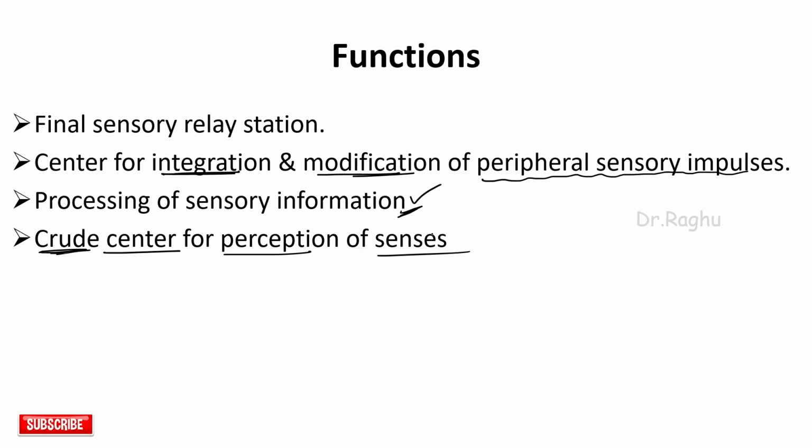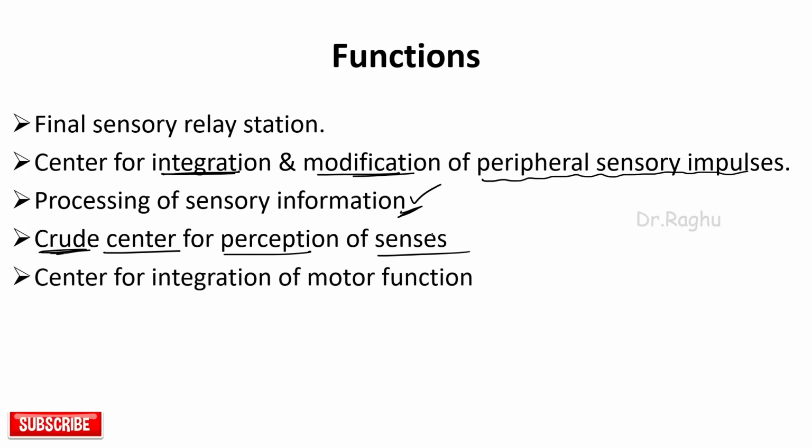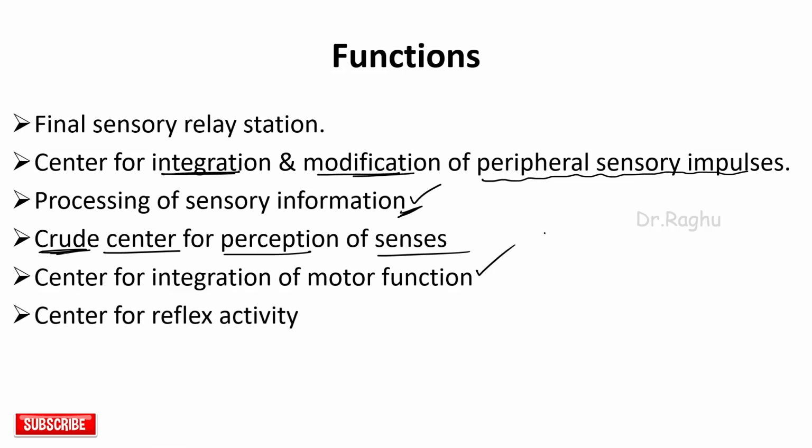He will perceive the senses, but the perception of senses will not be having a finer touch. He can just tell that some sensation I am able to feel, but maybe he will not be able to discriminate the intensity or fine nuances of the sensation. So it is acting like a crude center for perception of senses. It is also acting as a center for integration of the motor functions, not just the sensory functions. Yes, we also have the specific motor nuclei here, and it also acts as a center for so many reflex activities.